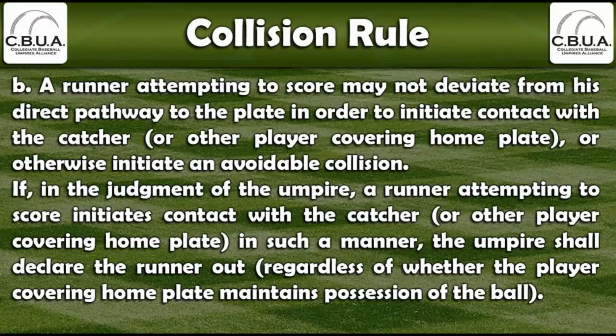Letter B. A runner attempting to score may not deviate from his direct pathway to the plate in order to initiate contact with the catcher or any other player covering home plate, or otherwise initiate an avoidable collision. If in the judgment of the umpire, a runner attempting to score initiates contact with the catcher or any other player covering home plate in such a manner, the umpire shall declare the runner out, regardless of whether the player covering home plate maintains possession of the ball.